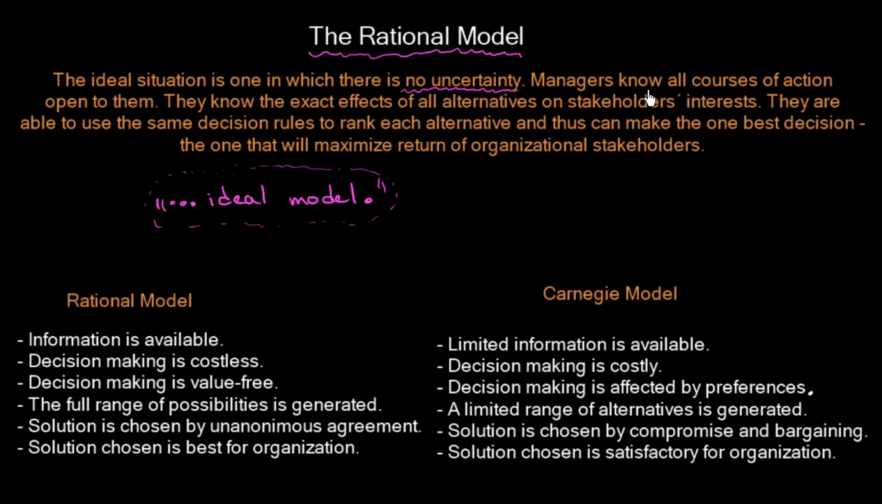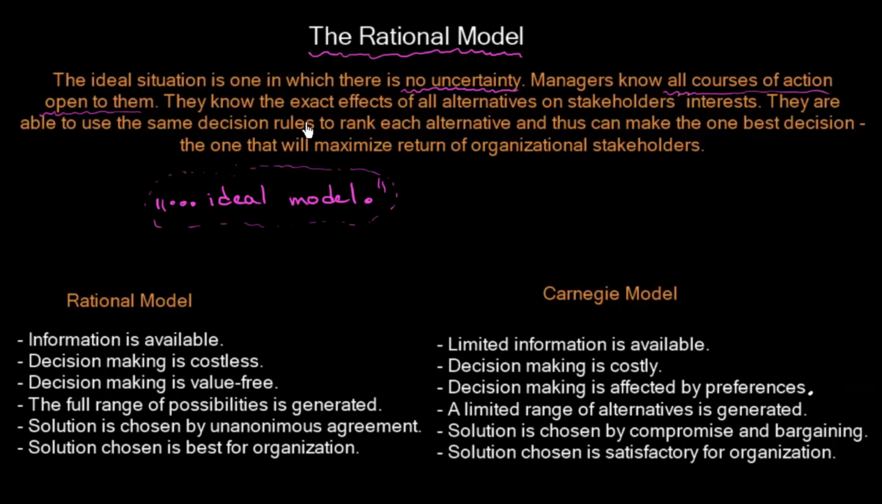Now, managers know all courses of action that are open to them. Well, is this really true? If you imagine yourself making this decision about what lunch to offer to your employees, you would have to know all courses of action, which would mean you have to know all the possible recipes in the world, which is definitely not possible. You have to know all the ingredients of food that are out there. And so this is again some ideal situation. You know just a limited number of courses that are open to you.